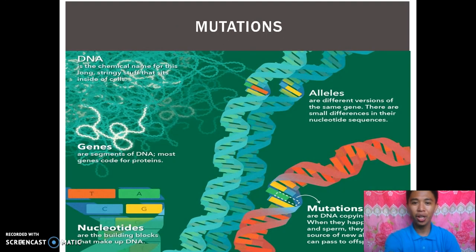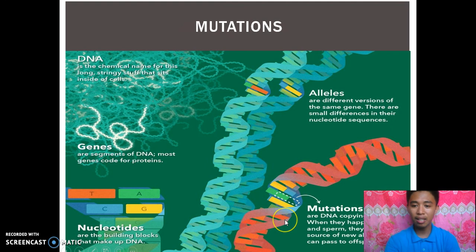In this picture, we are looking at the DNA, genes, nucleotides, alleles, and mutations. DNA is the chemical name for this long, stringy stuff that sits inside of cells. Alleles are different versions of the same genes. There are small differences in their nucleotide sequence. Genes are segments of DNA. Most genes code for proteins. Nucleotides are the building blocks that make up DNA.